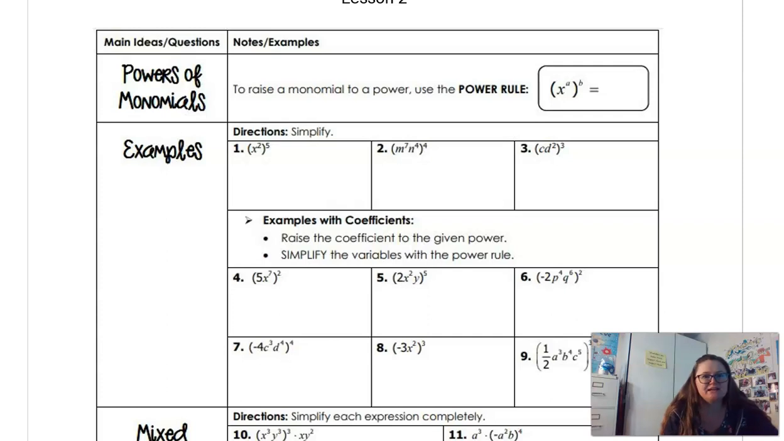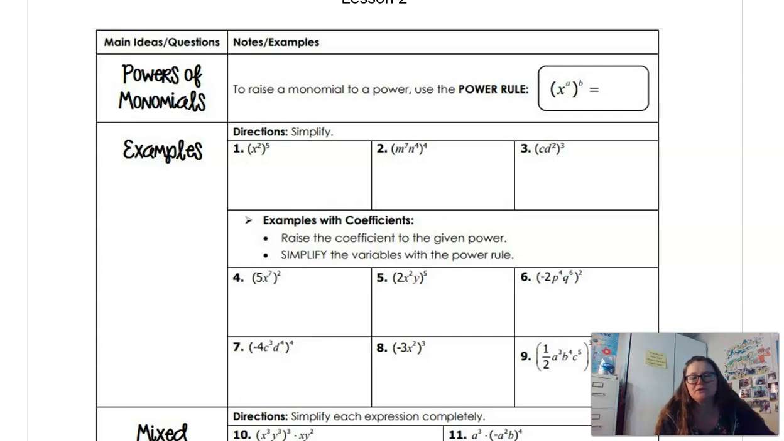Now it is time to learn about powers of a power, is what I like to call it, the power rule. So this is for when you have a power raised to a power. You're going to see something inside parentheses with an exponent on the outside of the parentheses. That's what this is for. So I like to call this the power to a power rule.